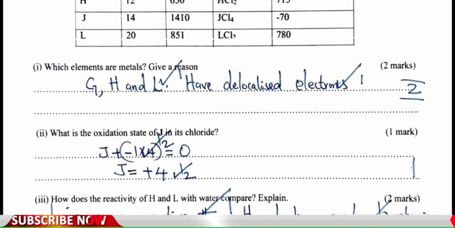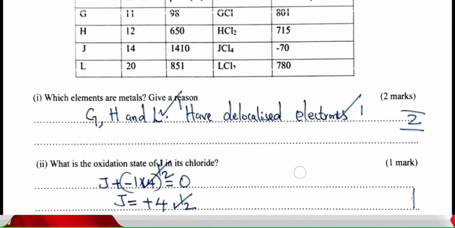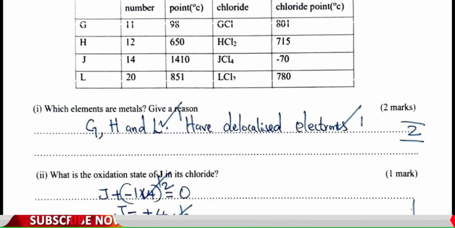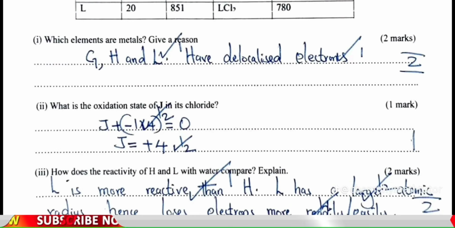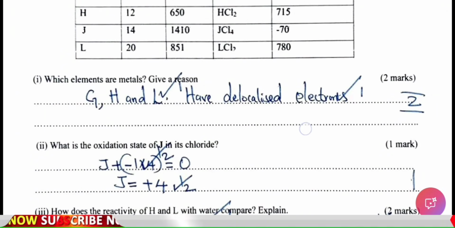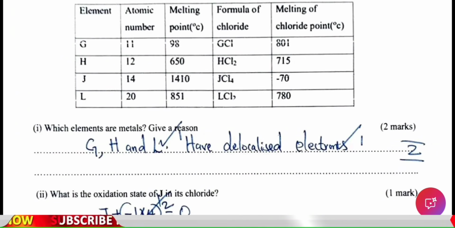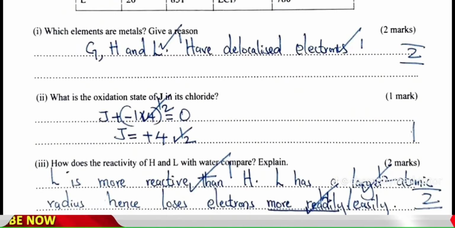What is the oxidation state of J in the chloride? So you have to do the calculation. What is J? J is here. So you take J plus negative 1 times 4. Where does negative 1 times 4 come from? The 4 comes from the 4 here, times negative 1 because chloride has a valency of 1. So we get positive 4.